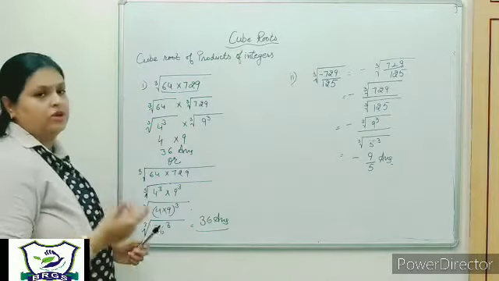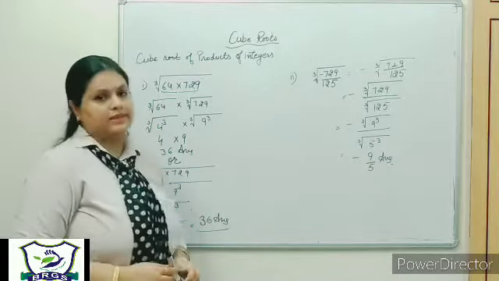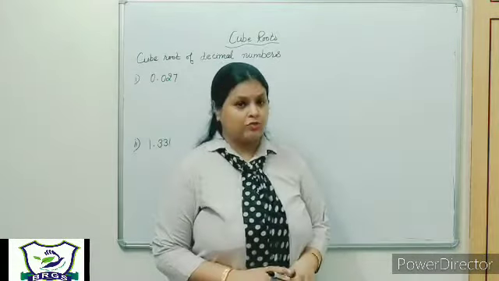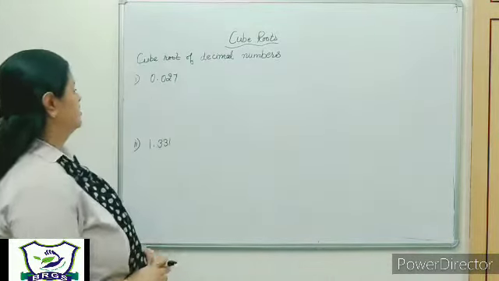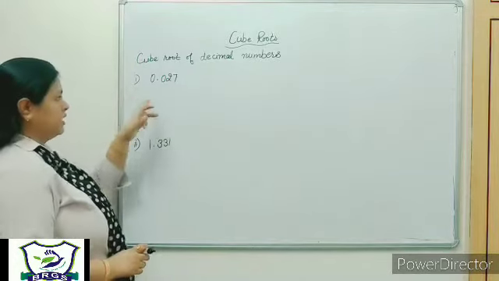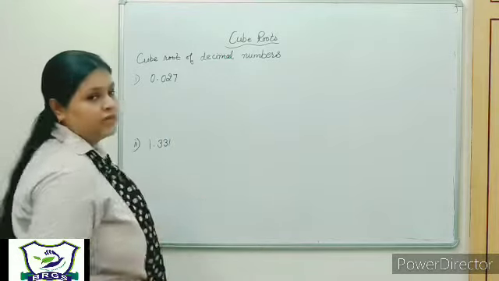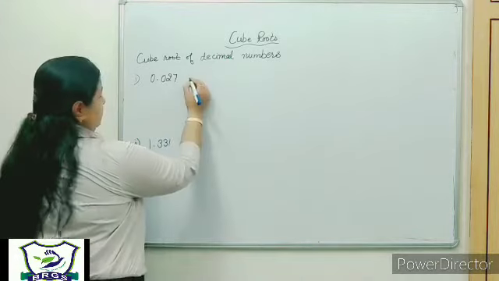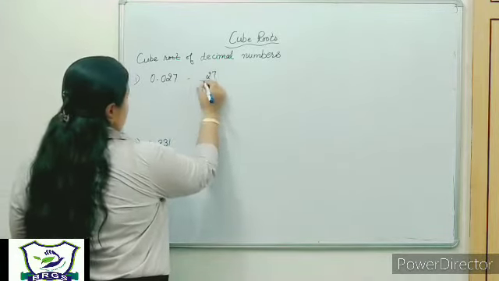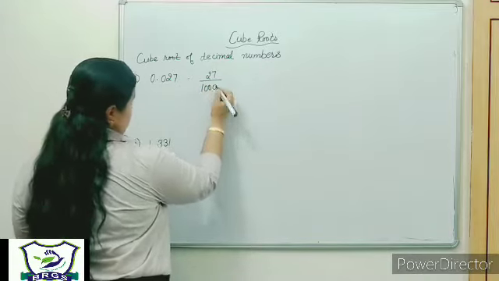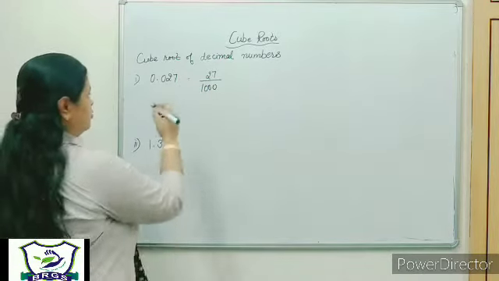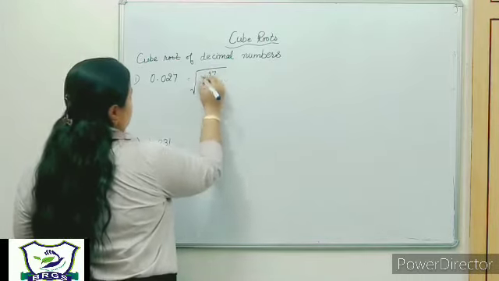So now next we are going to find cube root of decimal numbers. For decimal number, here first example is 0.027. What we have to do? First of all, we will convert decimal number into fraction. So it is 27 by 1000. Now we have to calculate its cube root.